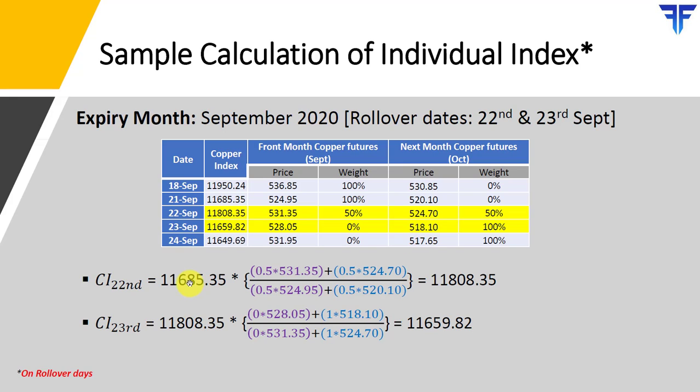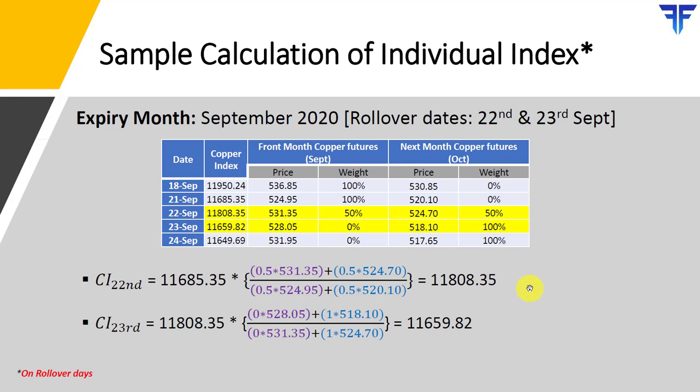Using the same logic, the denominator of the fraction would be calculated as the front month weight of 50% multiplied by the front month copper futures price on 21st September, which is 524.95. This product would then be added to the product of the next month weight of 50% multiplied by the next month copper futures price on 21st September, which is 520.10. So, the value of the copper index on 22nd September is 11,808.35.